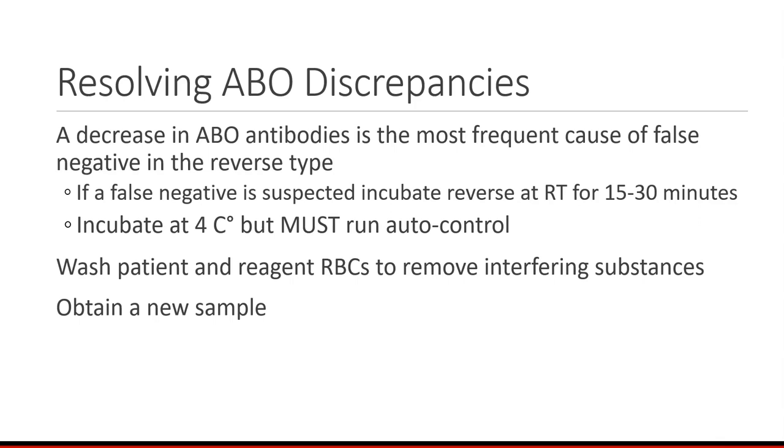Another trick is wash the patient and reagent red cells to remove interfering substances. Maybe they're inhibitors, or maybe they're just something going on. So more thoroughly washing your patient cells, and putting a drop of the reverse cells in separate tubes and washing them. Or if problems still continue and you haven't resolved them, obtain a new sample.